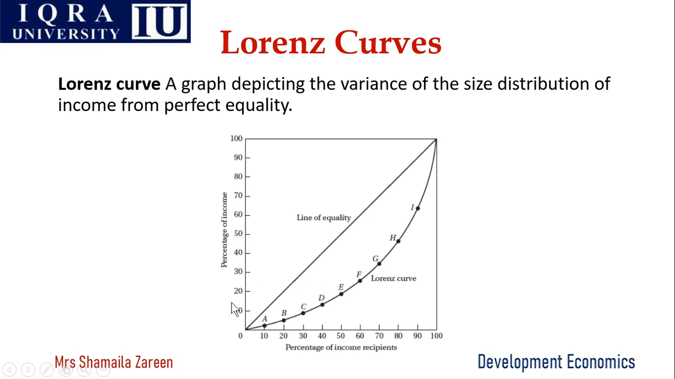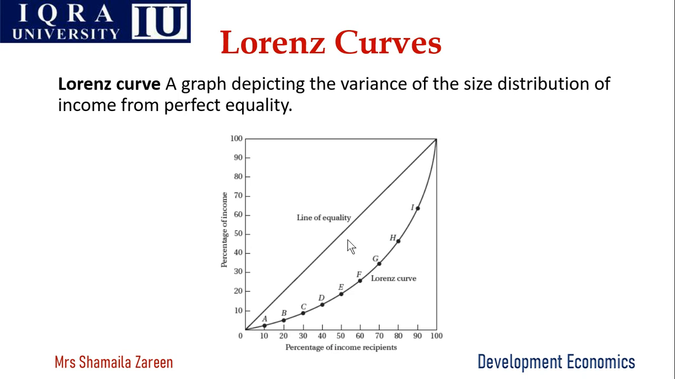It means the poor people are getting a lower level of income and the rich people are getting a higher level of income. That's why we have made this Lorenz curve. After joining the points, this is showing the income inequality. The more the Lorenz curve is away from the line of equality, the perfect equality line, the greater the degree of inequality represented.